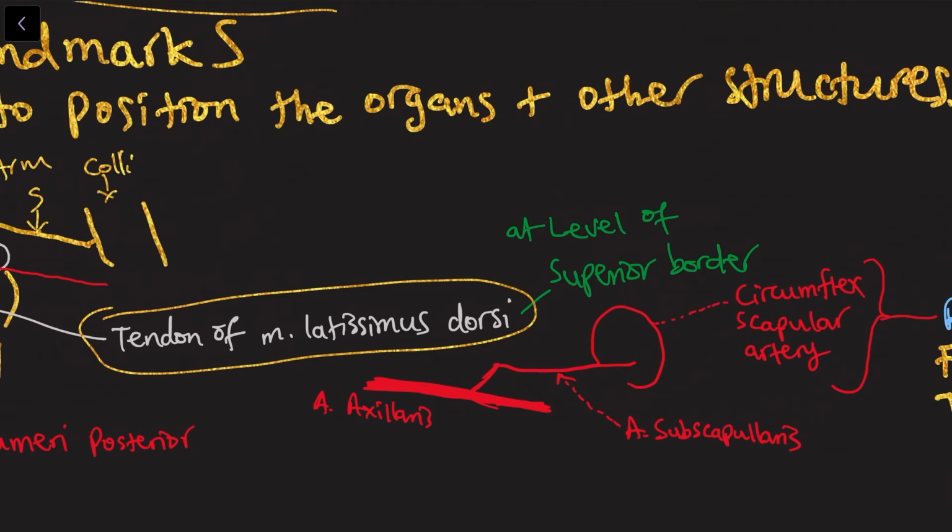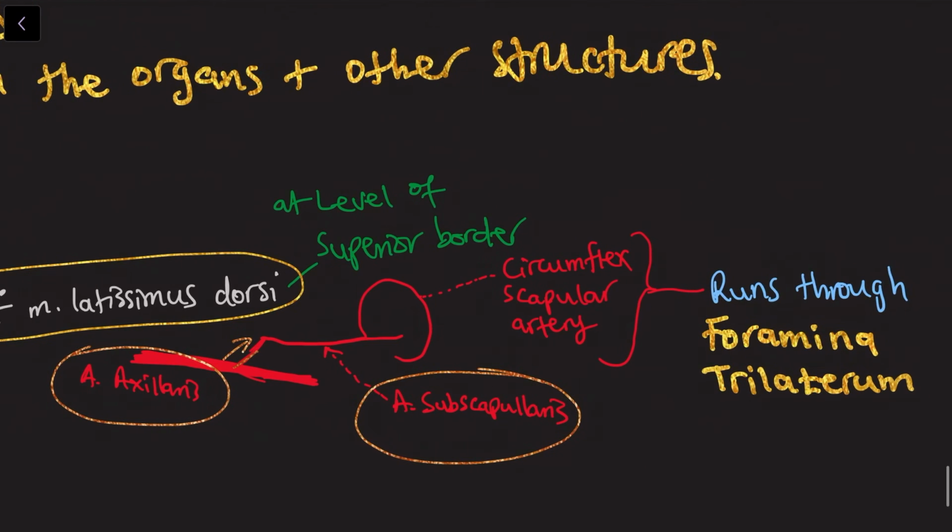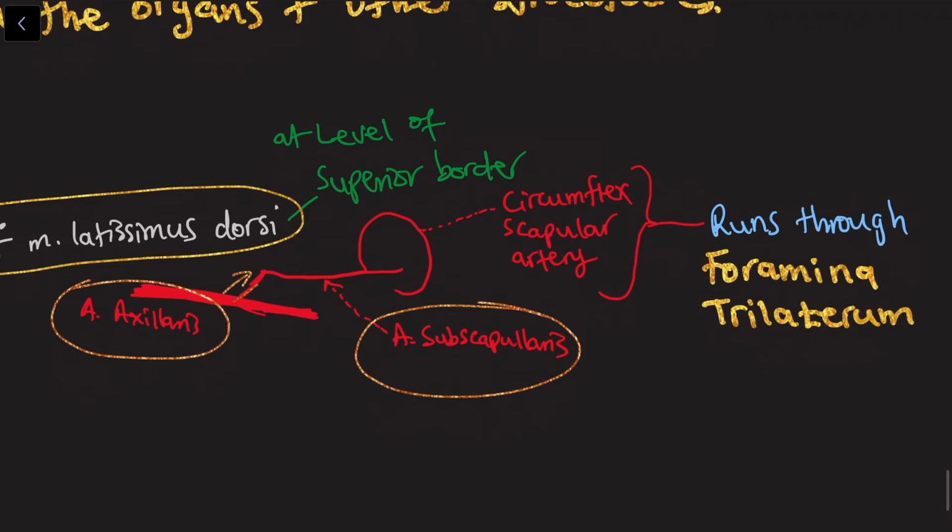Now, when you look at the tendon of musculus latissimus dorsi, at the level of the superior border of that tendon, the axillary artery branches off. There is a branch of that artery, the arteria subscapularis. Arteria subscapularis further divides, and you have a branch that breaks off there, which is the circumflex scapular artery, arteria circumflexa scapulae.